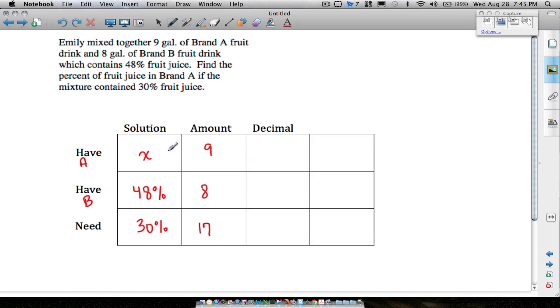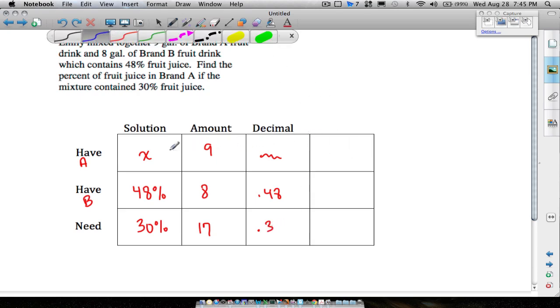So this decimal right here, we can't really do anything with that yet because we don't know what it is. We don't know what that percent is. So we're going to kind of skip over that. This one here, this one's 0.48. And this decimal here is 0.3 or 0.30, whichever one you rather write down.